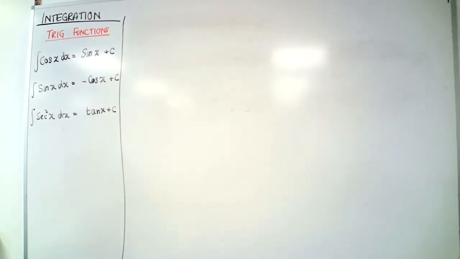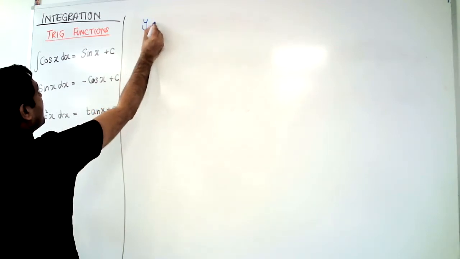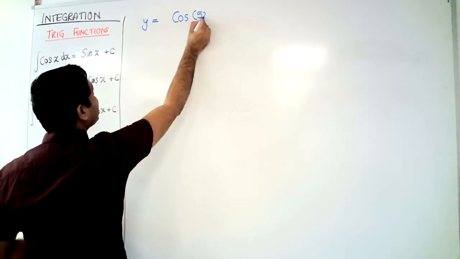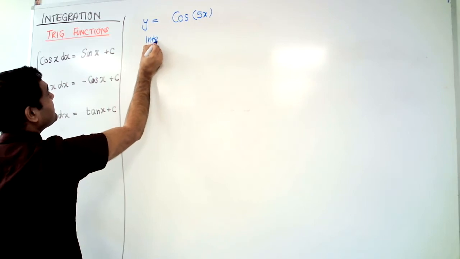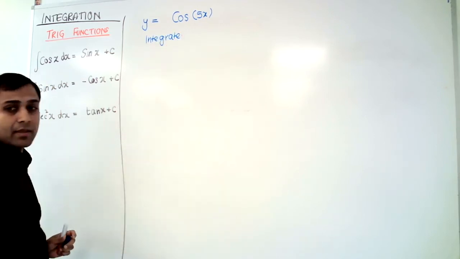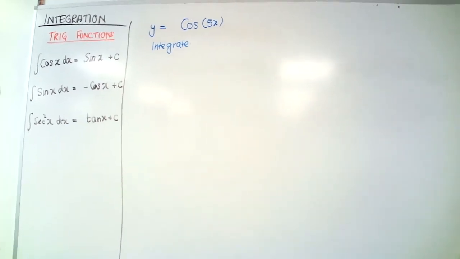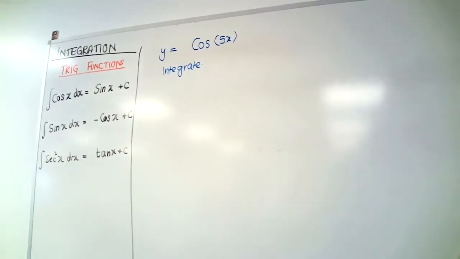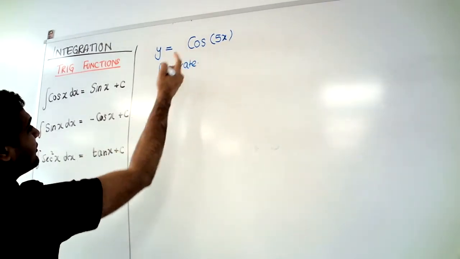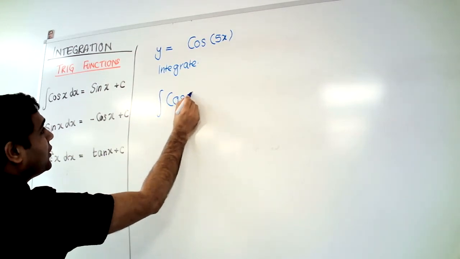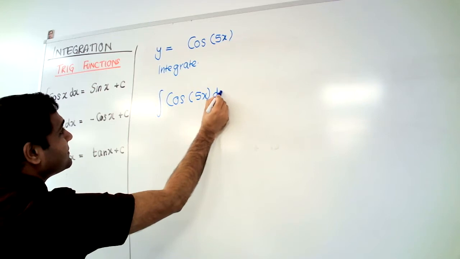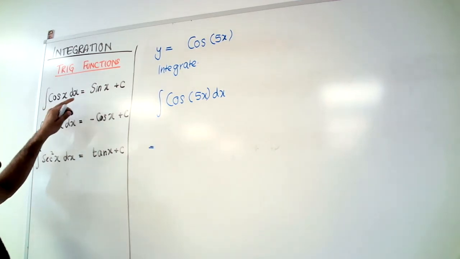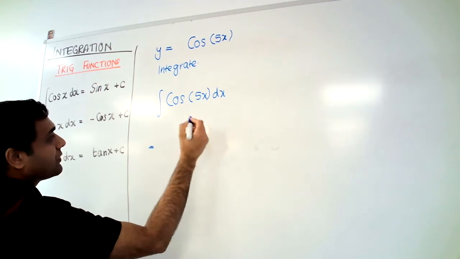Now, how it works. Let's say I got y equal cos 5x, and I want to integrate. If I want to integrate this one, what I will do is, let's integrate that side. So I'm going to do integrate cos 5x dx. Now, when integrating, I know the integration of cos is sine. So that will become a sine 5x.